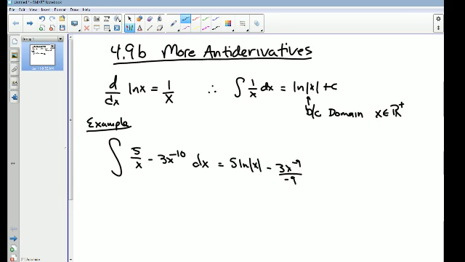This can also be written as such. Same problem. Right? The only time we use natural log is if this is x alone. If it has an exponent on it, we need to change it to the negative exponent power rule, just like derivatives, right? So be careful there. All right?